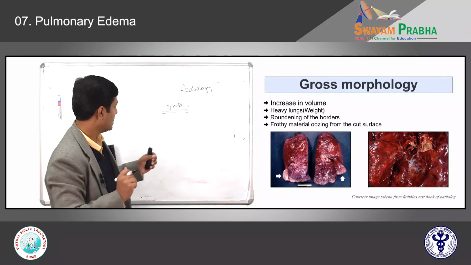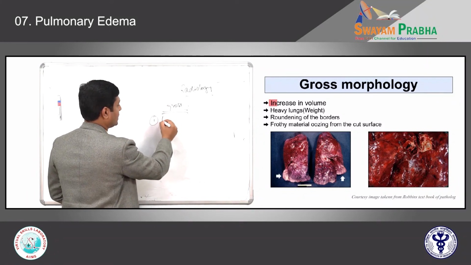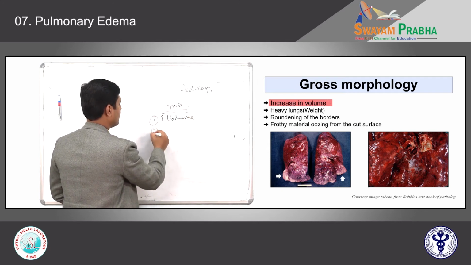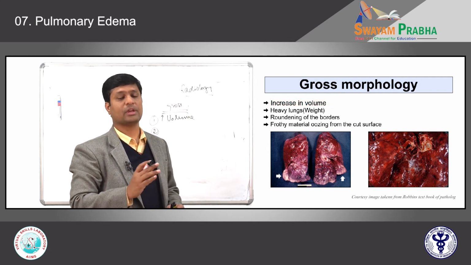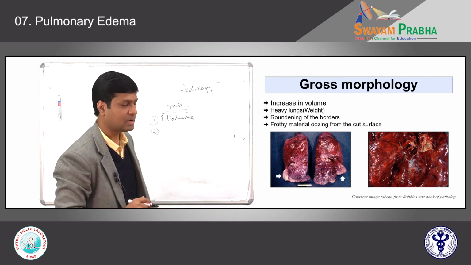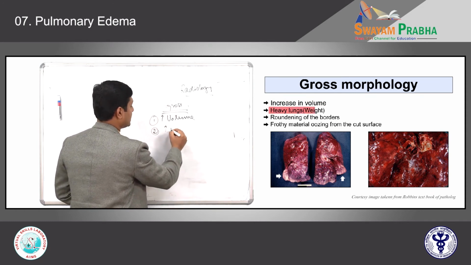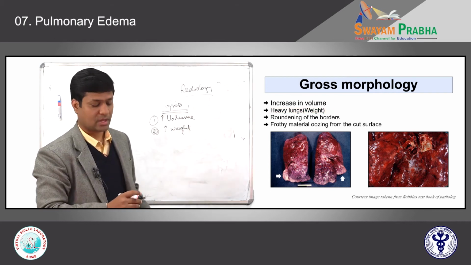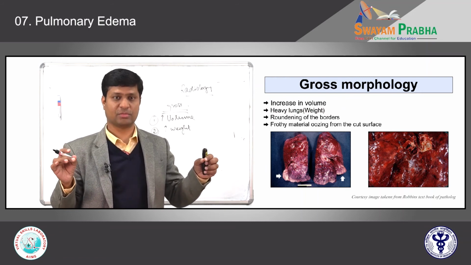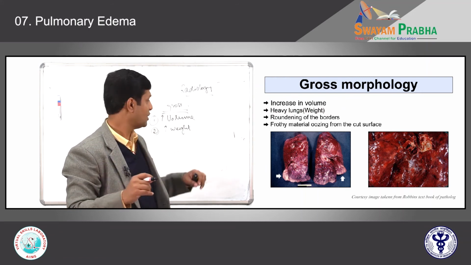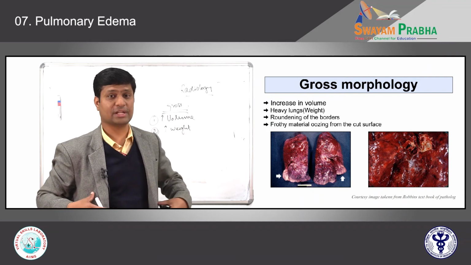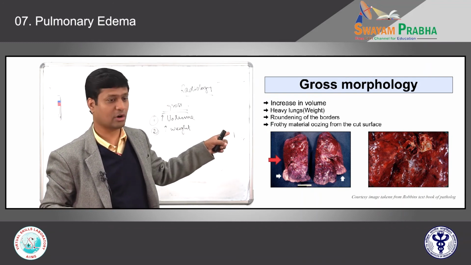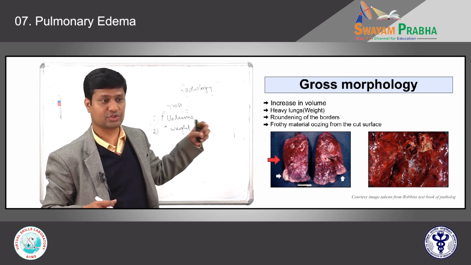One, the volume will increase. There is increase in volume, right? Number two, if instead of air you have fluid, what will happen? Increase in weight. The weight will increase. If the lung is kept in an anatomical position, because of gravity, most of the edema fluid will be accumulated in the lower lobes. So dependency, lower lobe will become more prominent. All of you can see that in the gross picture.